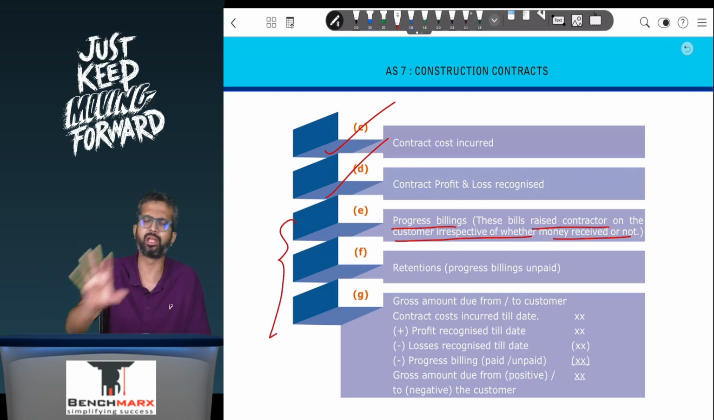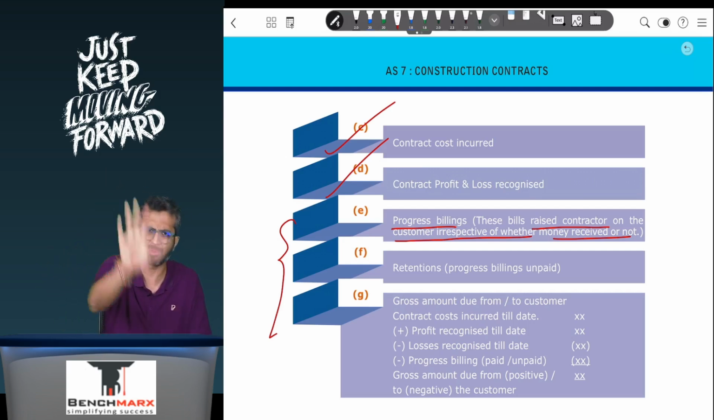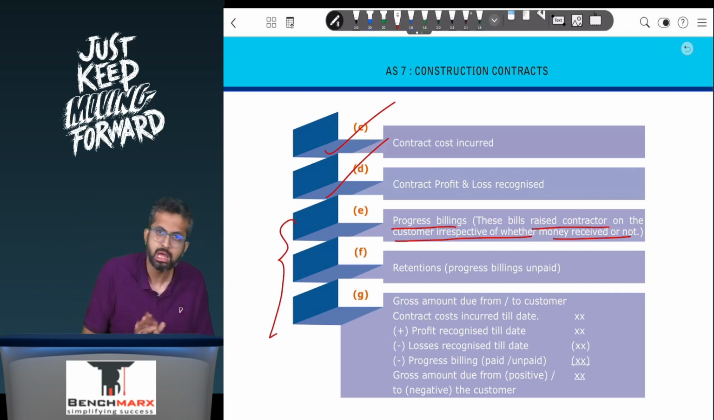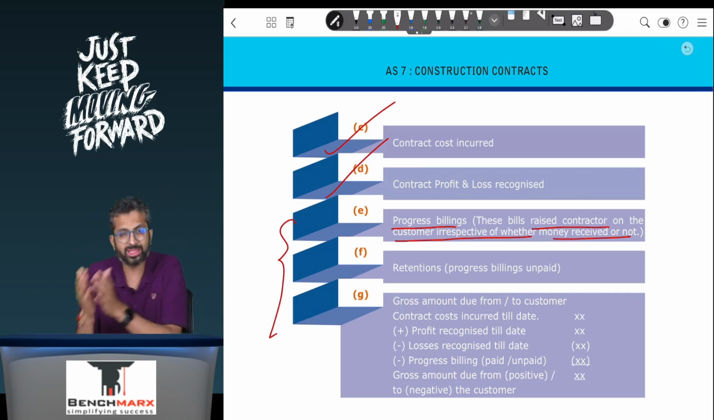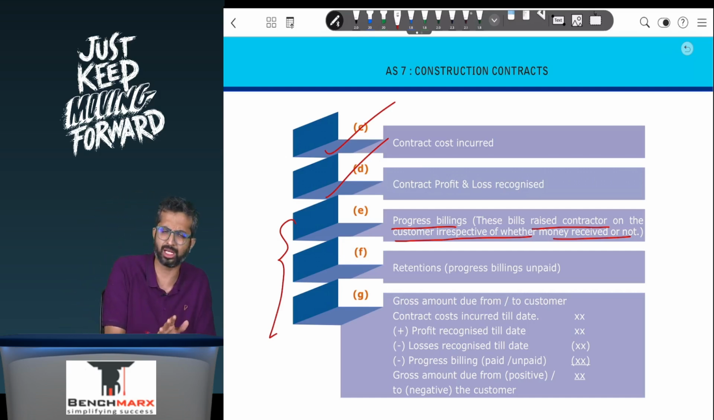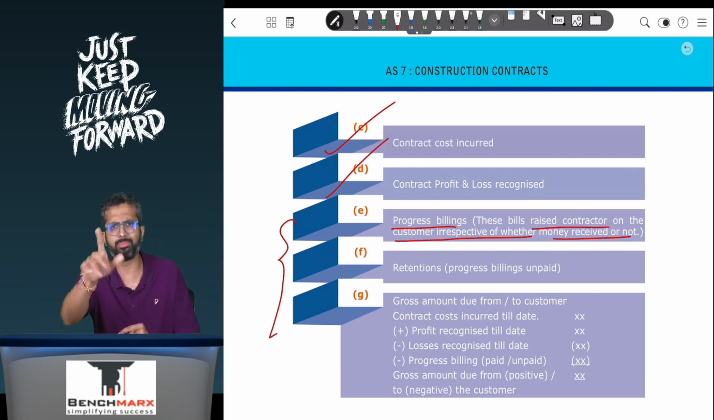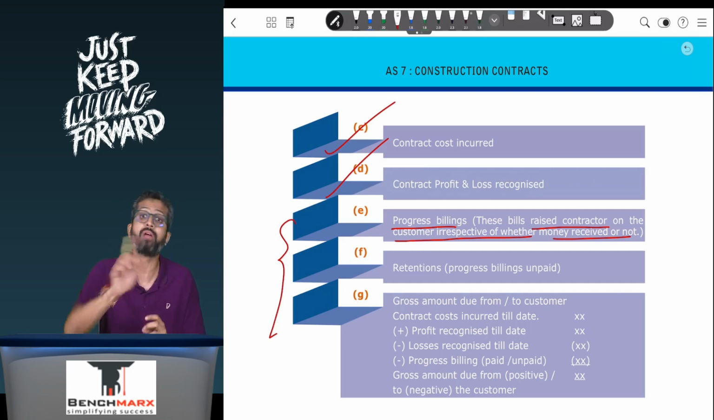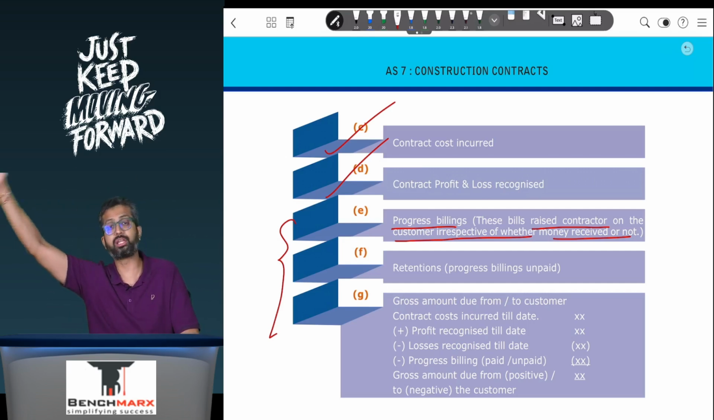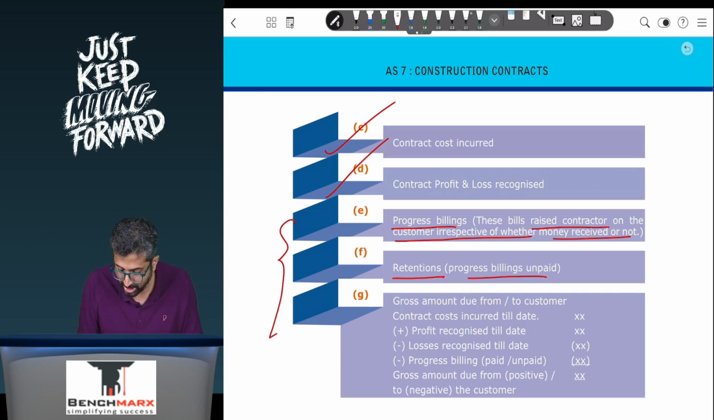I want to tell my reader that, okay, this may be the stage of completion, this may be the revenue, but this is a bill that I have raised to my customer. Now, on that bill of 50 rupees, the customer may pay me the entire 50, or the customer may pay me only 45. They may retain 10%. They might say, even though you raised a bill of 50, I will pay you only 45. The remaining 5 I will pay you later when the project is completed. These are called retentions. Retentions means progress billings which remain unpaid. Of 50, 45 is collected, 5 is unpaid, also called retentions.